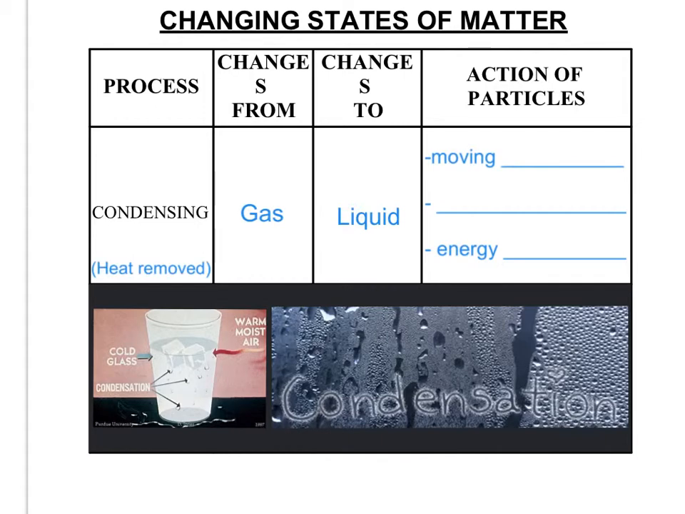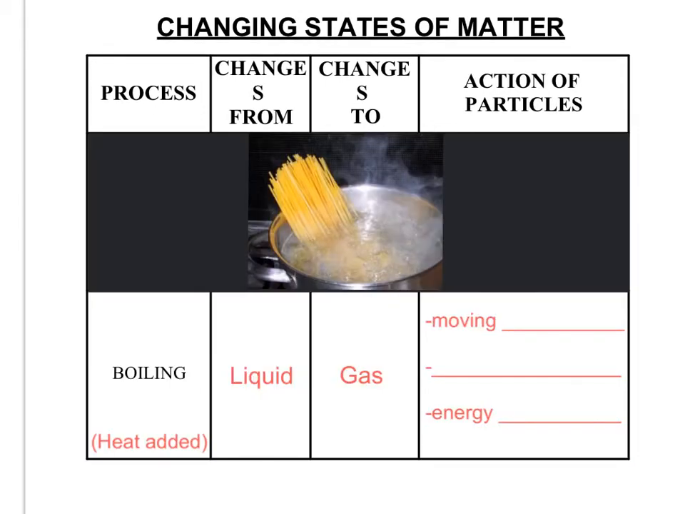Now we're going to talk about the changing states of matter during the process of boiling. So our states of matter change from a liquid to a gas. So let's fill in the action of the particles of our table. So tell me how the particles are moving. Are they moving faster? Are they moving slower? Are they vibrating? Are they barely moving? Please hit pause and complete that first bullet.